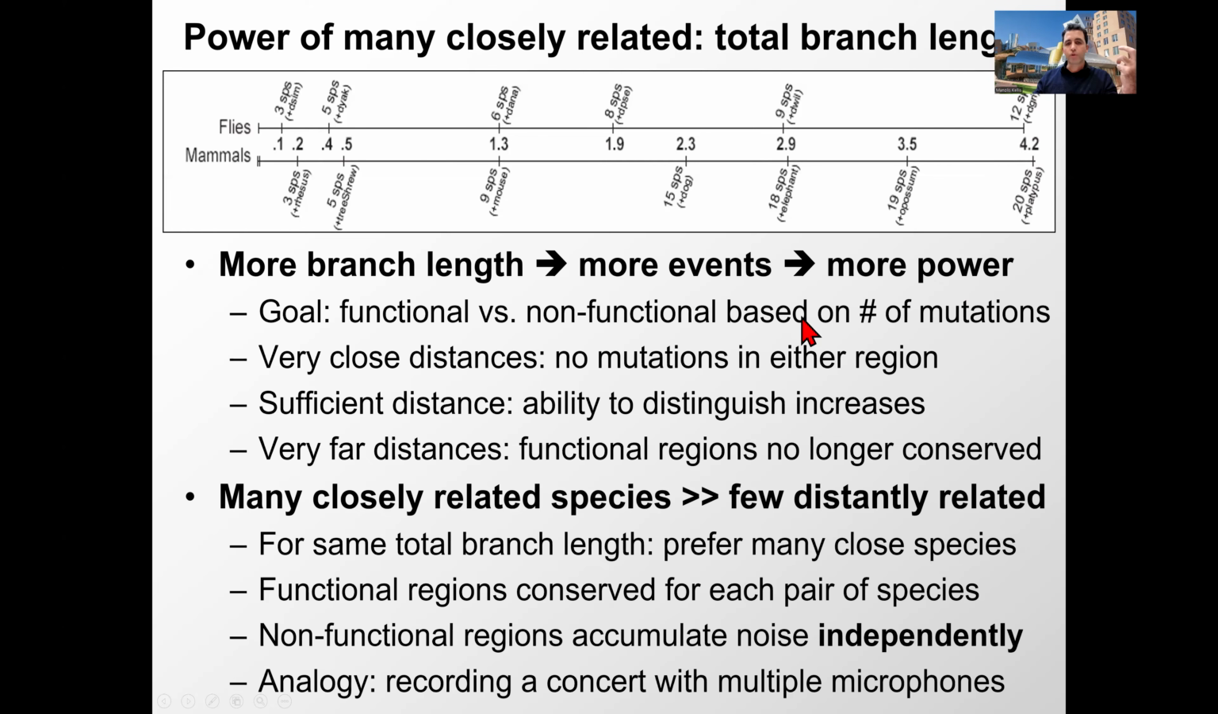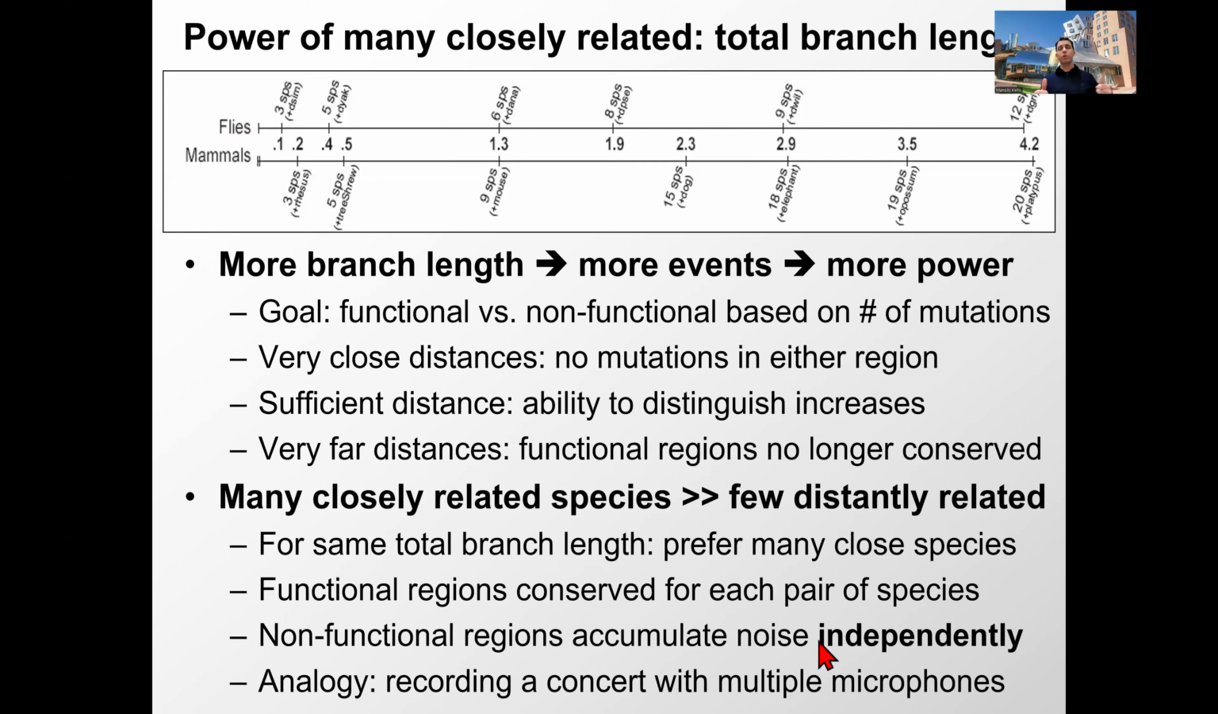And if our goal is to distinguish functional versus non-functional based on the number of mutations, very close distances have no mutations in either of the two, so that's not good. But with sufficient distance, you increase the ability to distinguish them. But at very far distances, the functional regions are no longer conserved. By contrast, if you use many closely related species, that's much more power than few distantly related species, because for the total branch length, you prefer many close species because the functional regions are conserved in every pair of species, and the non-functional regions accumulate the noise independently.